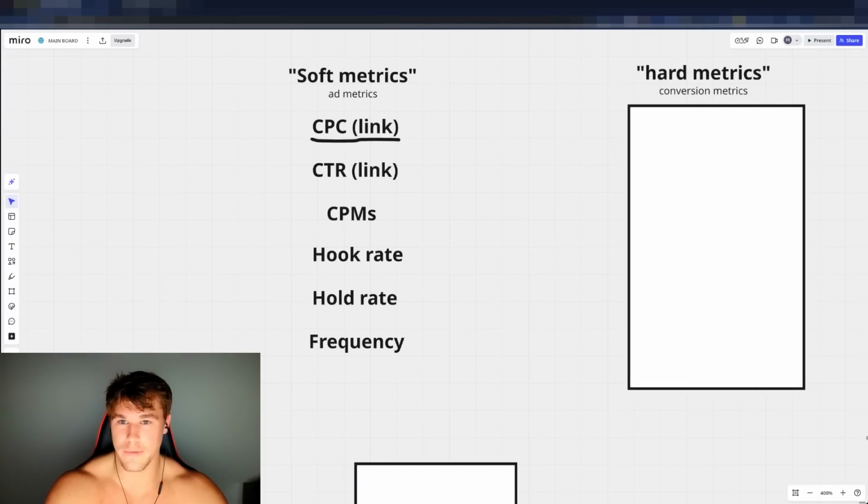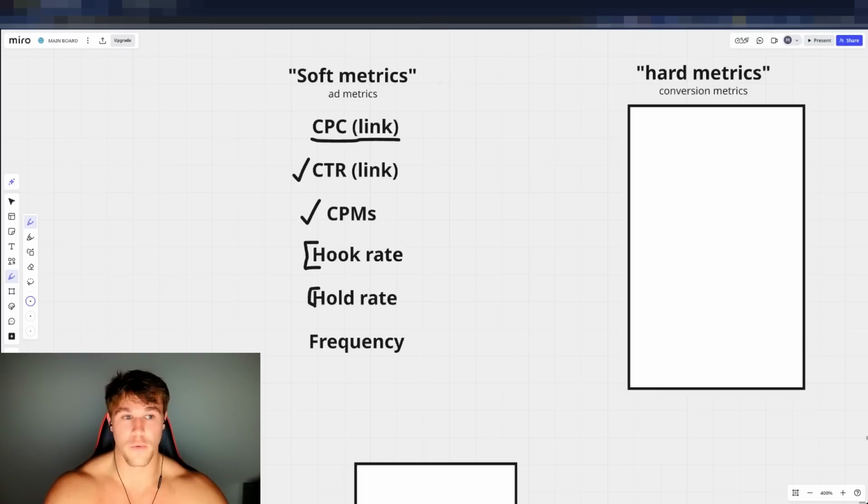I'm really looking at CPC. And if I see that it's outside of KPI, I want to know why. Is it because the CPMs are super high? Is it because your CTR is super low and your creatives are just dog shit? Is it because your hook rate is dog shit? Is it because your hold rate is dog shit? Something on this list has got to be dog shit if you're not making money.